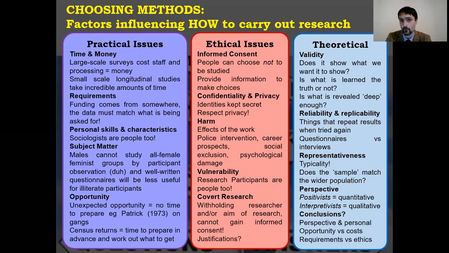Have you got enough men? Have you got enough children? Have you got enough people of various ages? Have you got enough people with various backgrounds and so on and so forth? And so choosing your sample is often very important and will yield different results depending on how you choose that sample. Finally, finally, there's the perspective of the surveyor, the perspective of the sociologist undertaking the research.